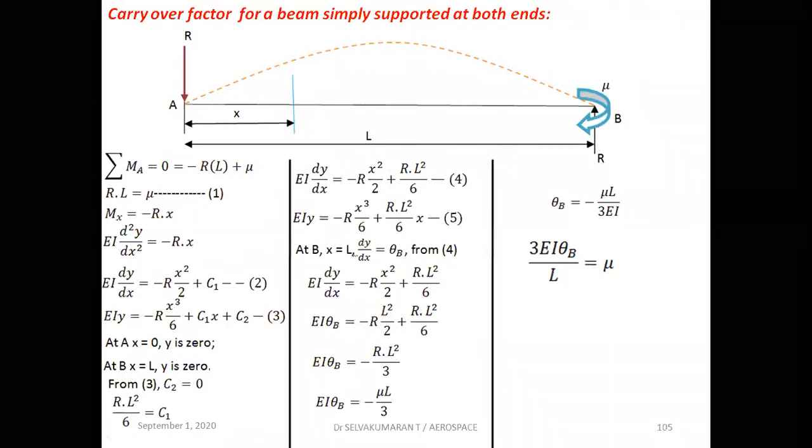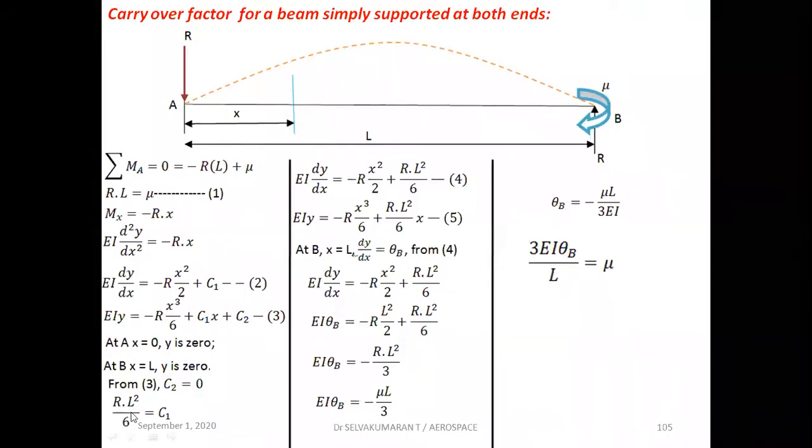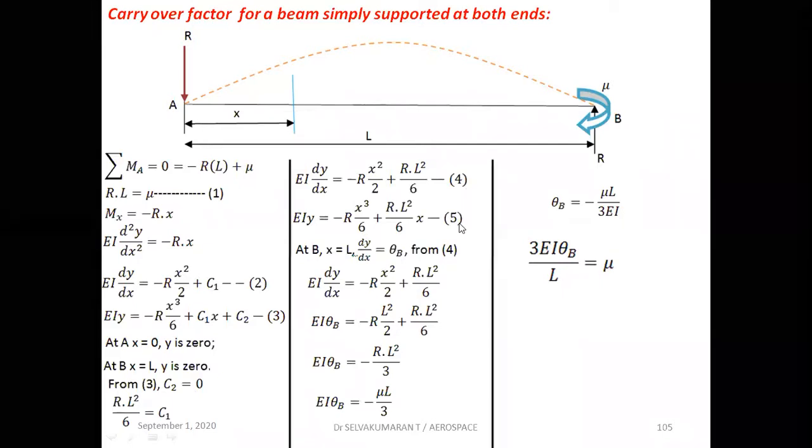At the simply supported, always deflection is 0. So from 3, C2 is 0. And from 2, X is equal to L, Y is 0, C1 is equal to RL square by 6. Substitute C1 and C2 in equation 2 and 3 and obtain the equation 4 and 5, which is the final slope equation and deflection equation.